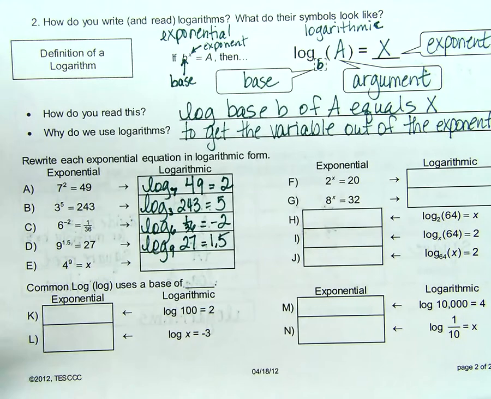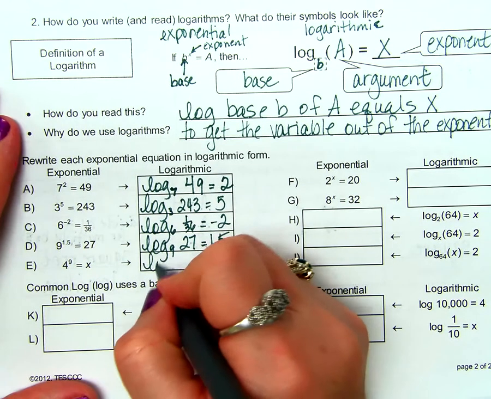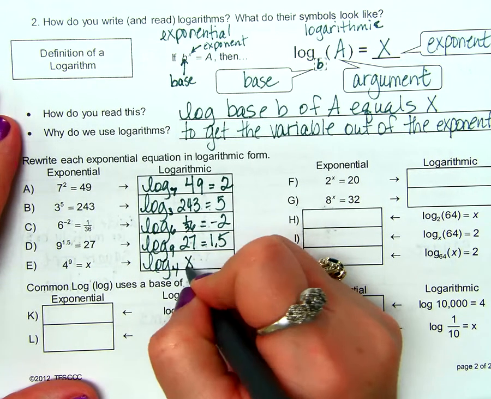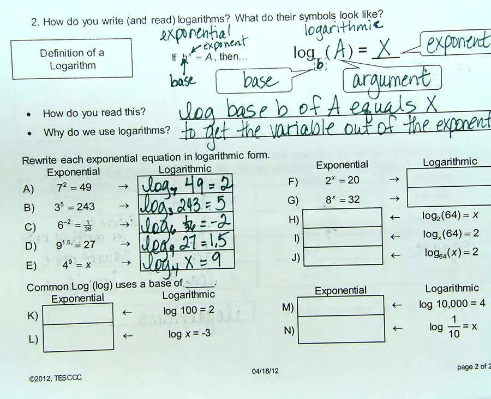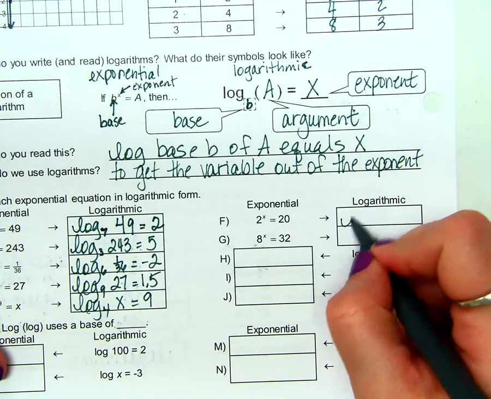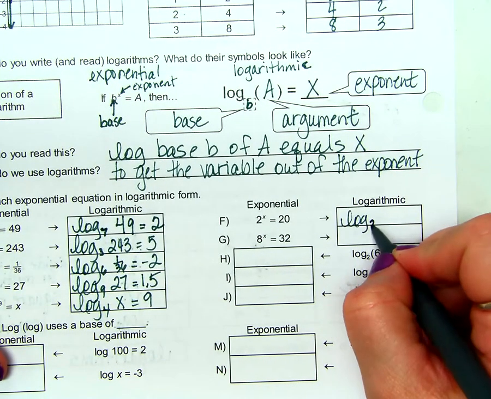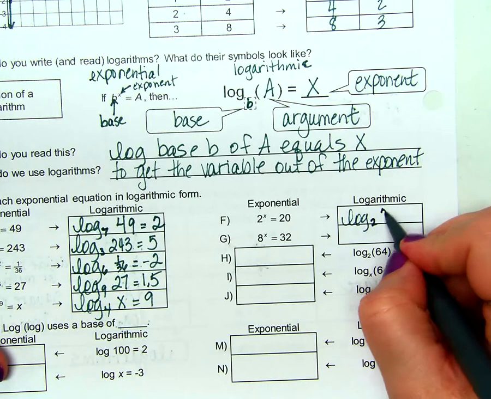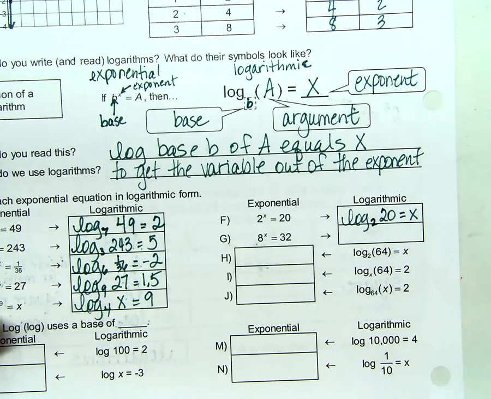Very good. Now, guys, the only thing you're forgetting is the base. You're forgetting the word base. You can't just say log 4 because that's implying the log of 4. Log base 4. Log base 4 of x equals 9. Okay? What about F? Log base 2 of 20 equals x.